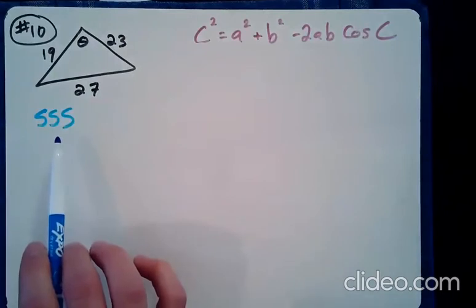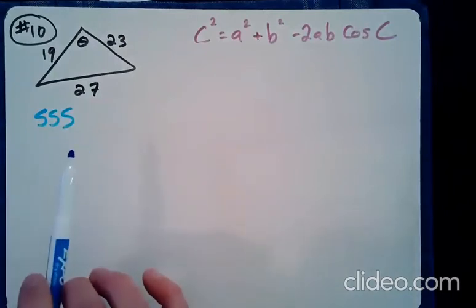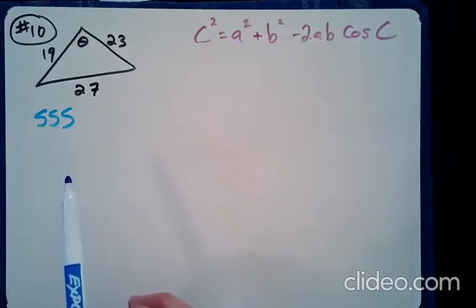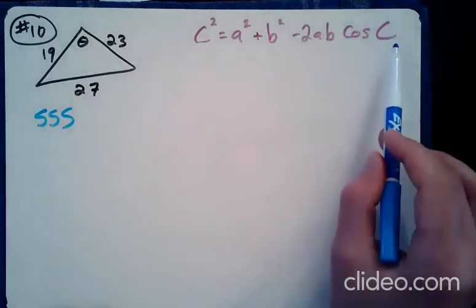So this is a case where it's like side, side, side. But you can also think of it as, can I use law of sines by having a matching pair of an angle and a side opposite it? Because I don't have any angles, I obviously cannot use law of sines. So law of cosines is written here.